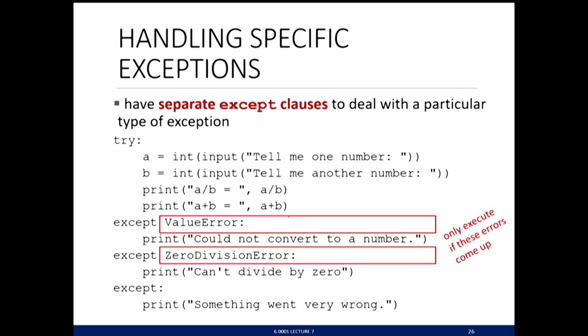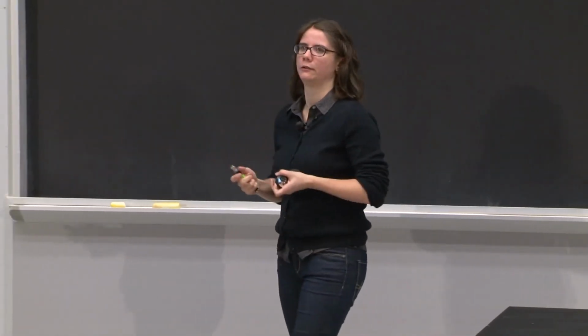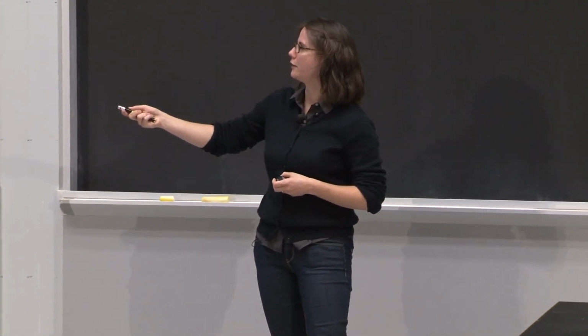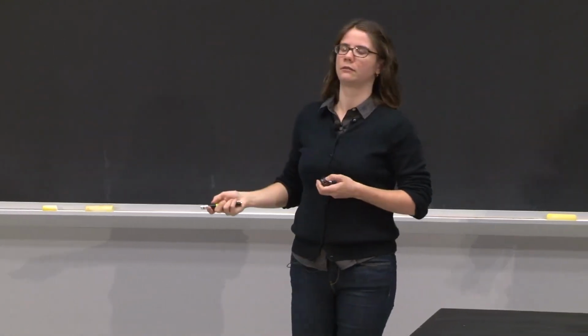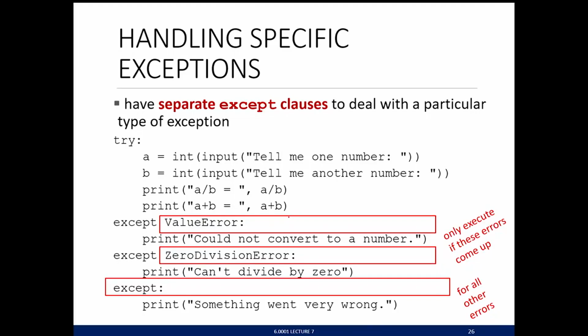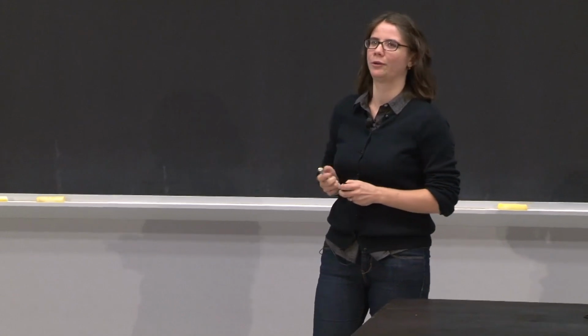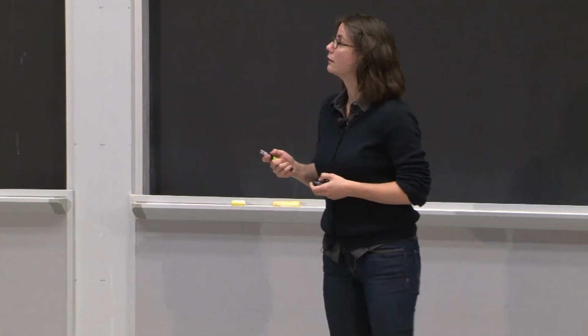Okay? So you can think of these different except blocks as sort of if, else if statements except for exceptions. So we're going to try this, but if there's a value error, do this. Otherwise, if there's a division error, do this. And otherwise, do this. So this last except is actually going to be for any other error that comes up. So if it's not a value error, nor a division error, then we're going to print something went very wrong. I couldn't even try to make the program come up with any other error besides those two. Okay?